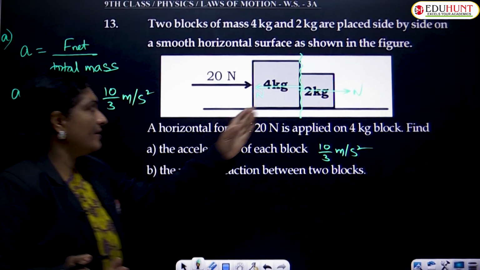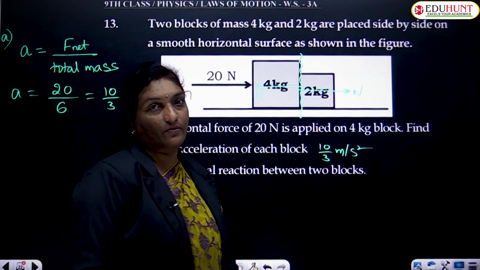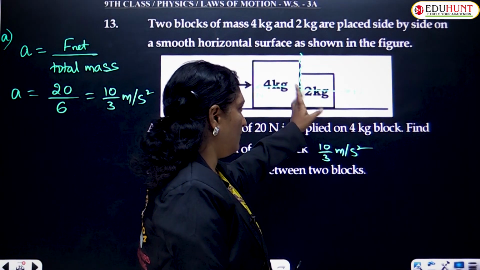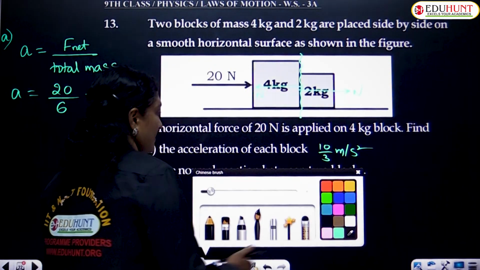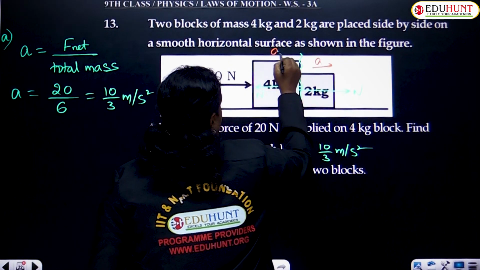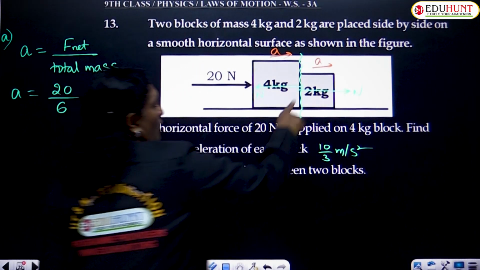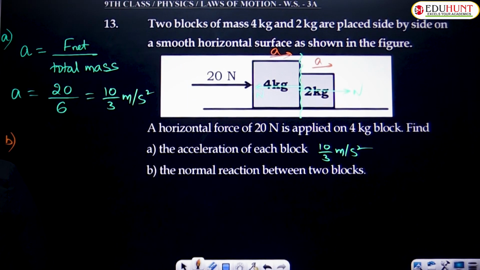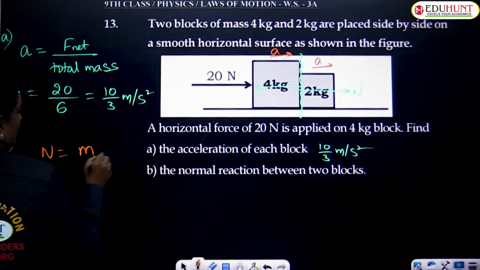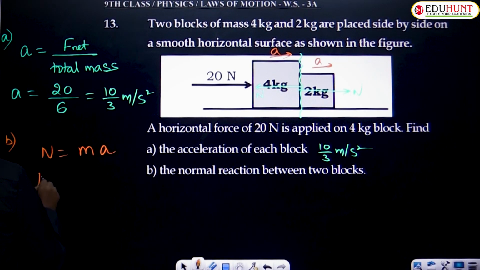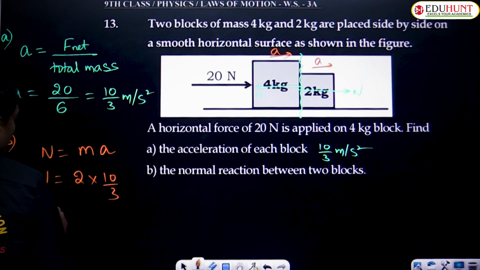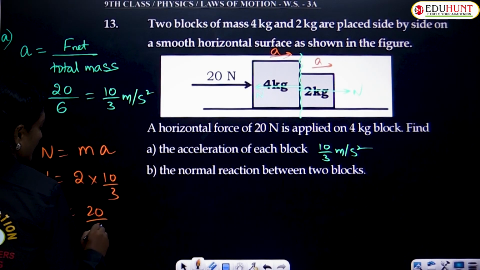Okay, so I'll ask you to find that contact force or the normal reaction force acting between the two bodies. Very clearly, because of this normal reaction force, the 2 kg block is pushed aside. So both are accelerating with the same value, a and a. This normal reaction force pushes this mass to the other side. So if you go with concept number B, the normal reaction force must equal the mass of the second body into the acceleration of the second body. N can be written as mass of the second body, which is 2, and acceleration is 10 upon 3. Hence N is found to be 20 upon 3.